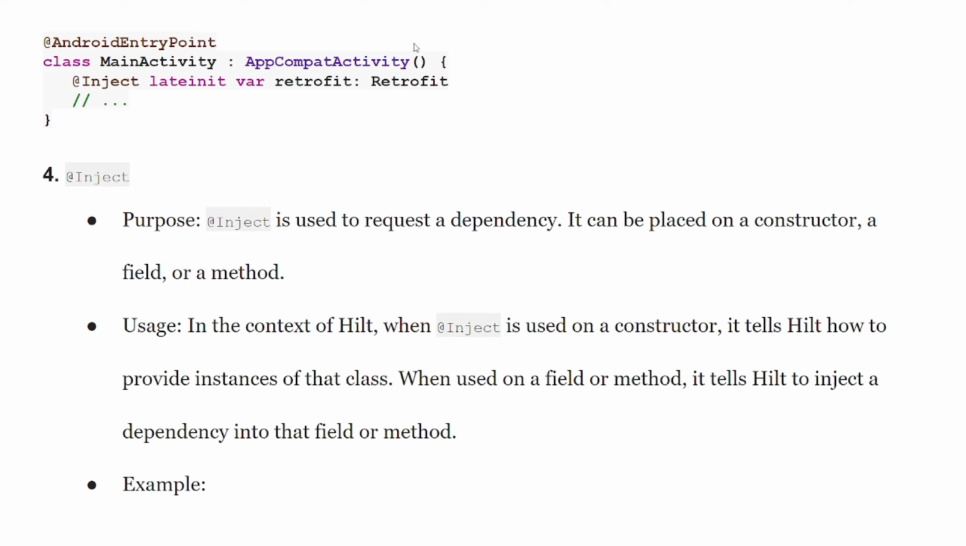Fourth one, @Inject. What is @Inject? Its purpose is to request a dependency. It can be placed on a constructor, a field, or a method. Very simple. It's used to request a dependency, to ask Hilt to provide it. That's a request to Hilt for a dependency. Sometimes it's injecting a constructor, a field, or a method. Anywhere we can use it to inject.